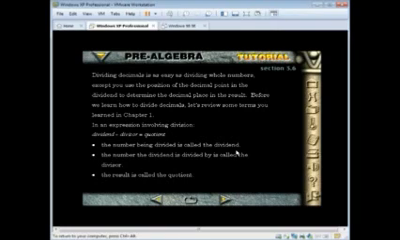In an expression involving division, dividend divided by divisor equals quotient. The number being divided is called the dividend. The number the dividend is divided by is called the divisor. The result is called the quotient.